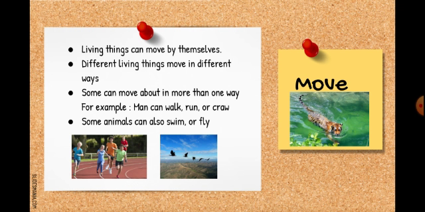Okay, living things can move. Living things can move by themselves. Different living things move in different ways. Some can move about in more than one way. For example, a man can walk, run, or crawl. Some animals can also swim or fly. Like a tiger. A tiger can climb trees, run fast, and also swim.